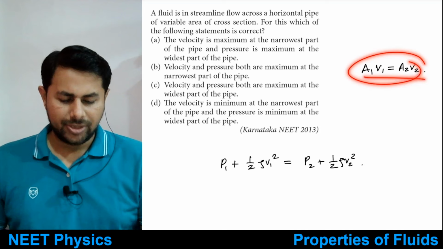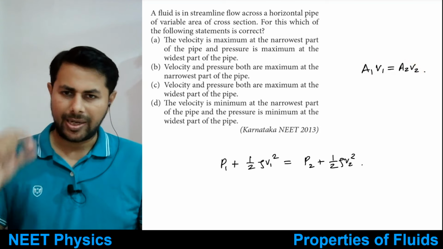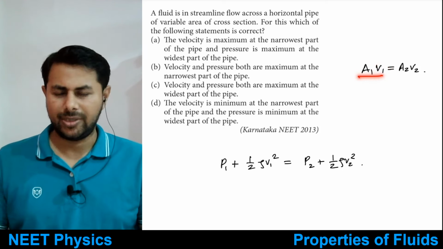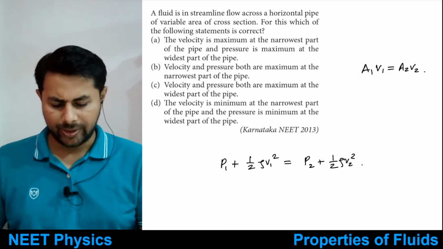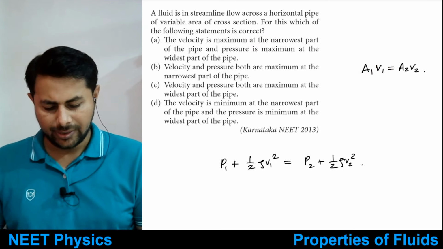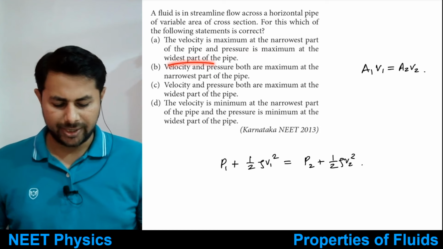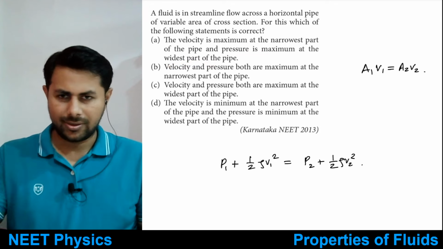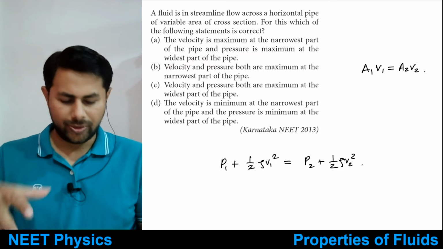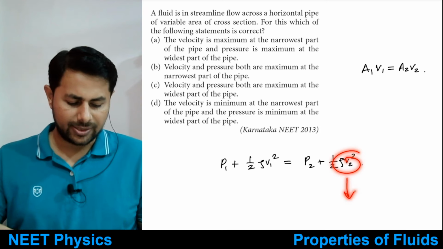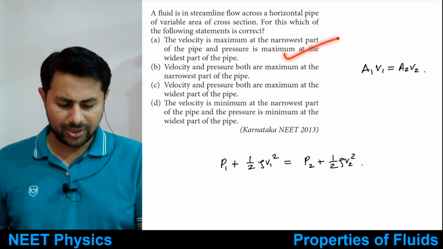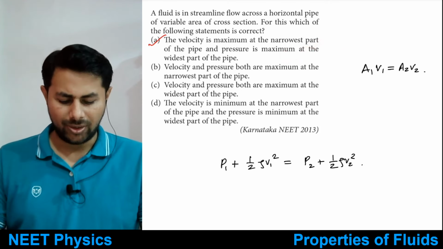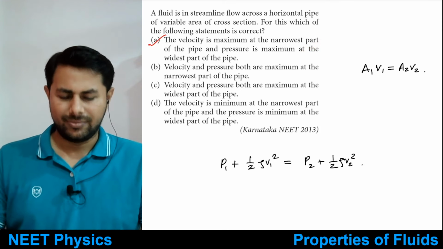From this equation we know that if the pipe is narrow at some point, then the speed would be more, because area times speed is constant. If area is small, speed would be more. So this thing is correct, and pressure is maximum at the widest part. If part is wide, that means area is more. Area is more means speed would be less. If speed is less, that means pressure would be more. So this one itself is correct. Option A itself is correct. This thing is clear.